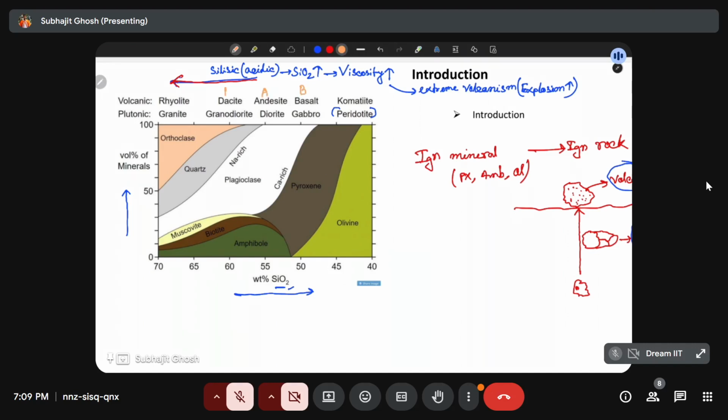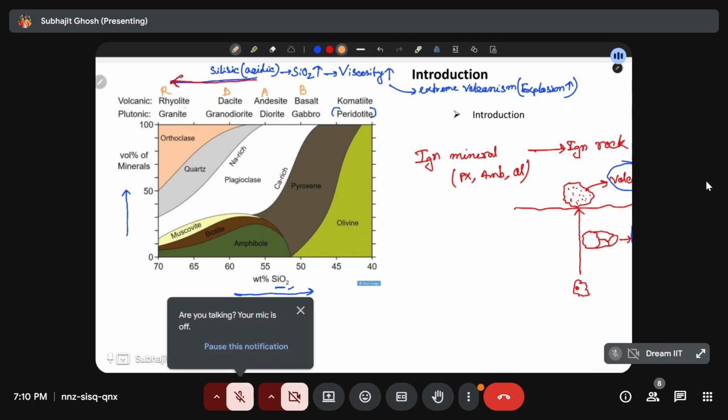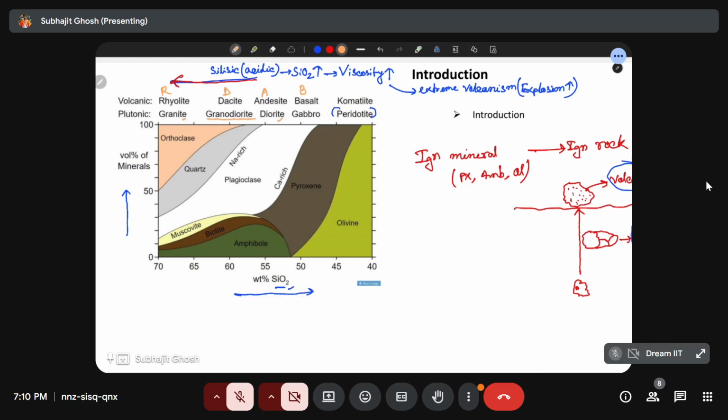You can remember it like this: BADR. B means basalt, andesite, dacite, rhyolite. So you have to remember these four: basalt, andesite, dacite, and rhyolite. And the SiO2 content is increasing towards the rhyolite direction. And what are the plutonic versions of these rocks? For rhyolite there is granite, and for andesite there is diorite. So between granite and diorite we get granodiorite, right? And the plutonic version of basalt is gabbro.